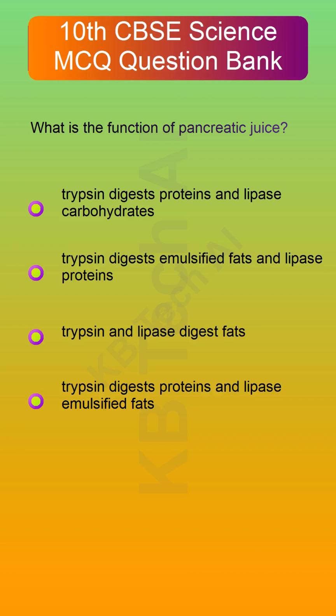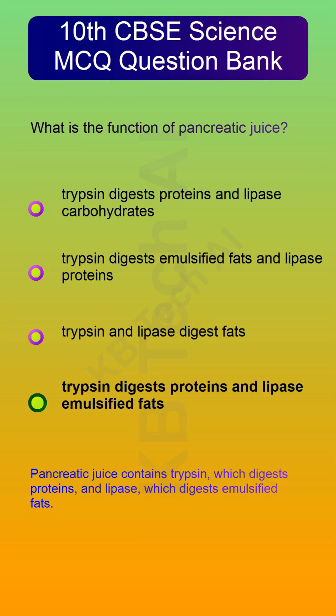What is the function of pancreatic juice? Option 1, trypsin digests proteins and lipase carbohydrates. Option 2, trypsin digests emulsified fats and lipase proteins. Option 3, trypsin and lipase digest fats. Option 4, trypsin digests proteins and lipase emulsified fats. The answer is, option 4, trypsin digests proteins and lipase emulsified fats.